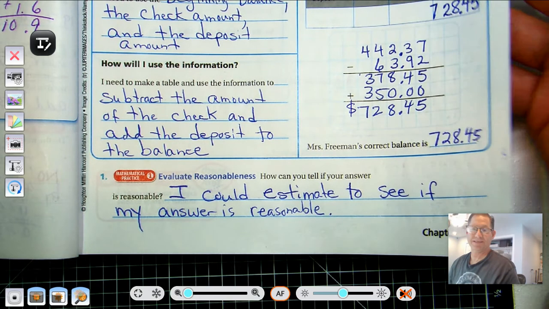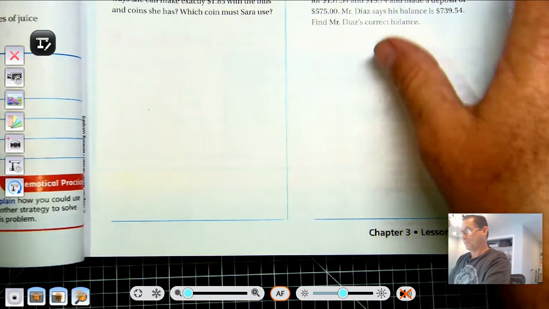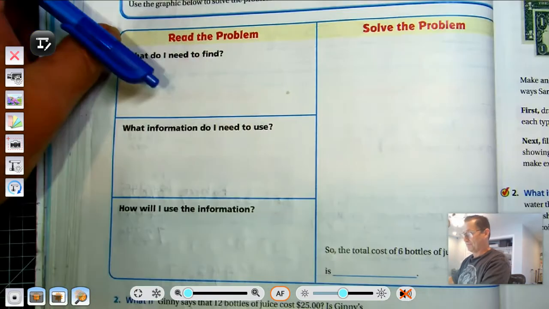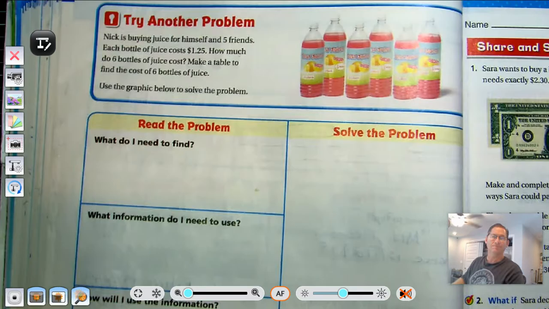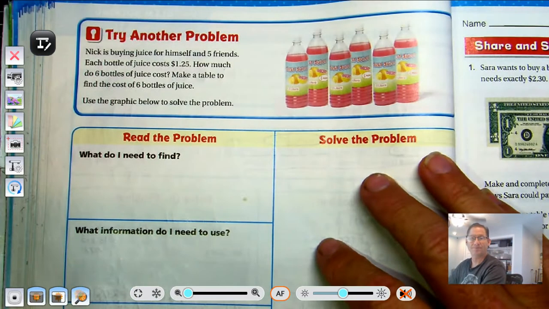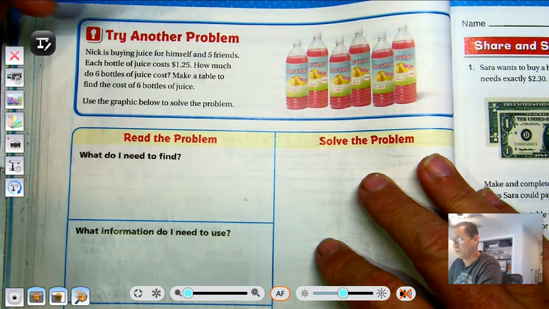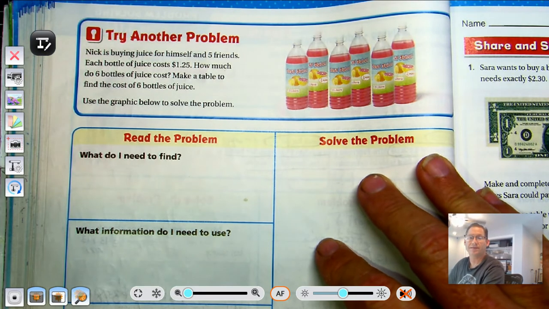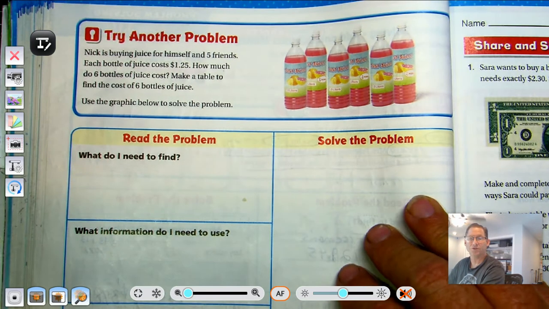Let's go on to page 152. So let's try another problem. In this one, Nick is buying juice for himself and 5 friends. Each bottle of juice costs $1.25. How much do 6 bottles of juice cost? Make a table to find the cost of 6 bottles of juice.